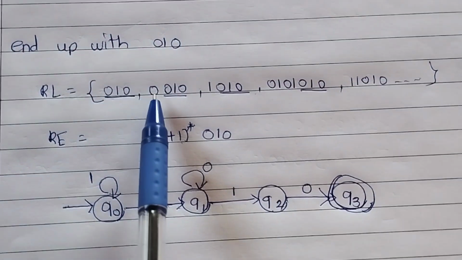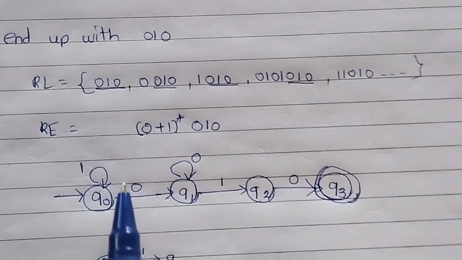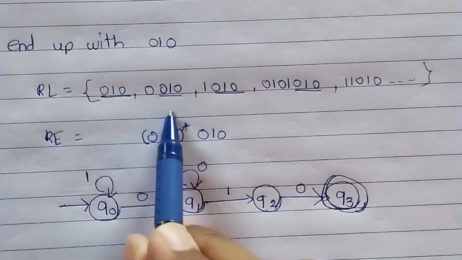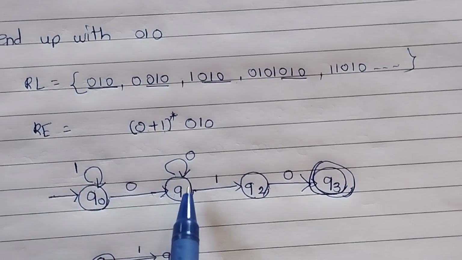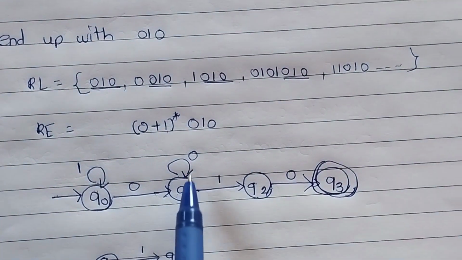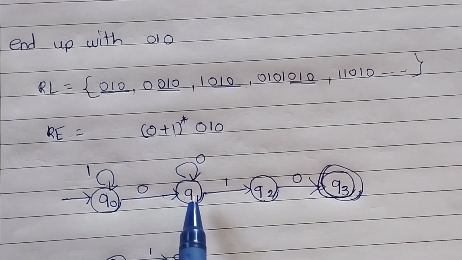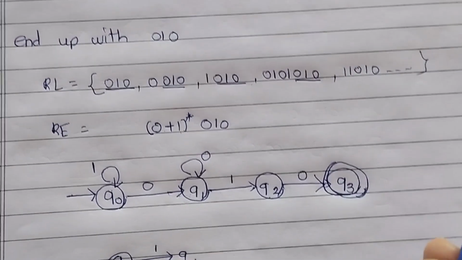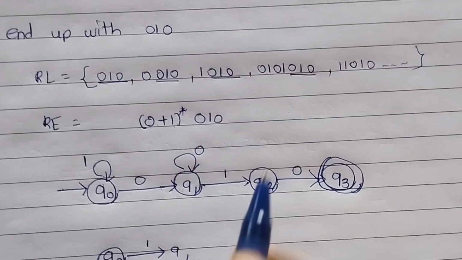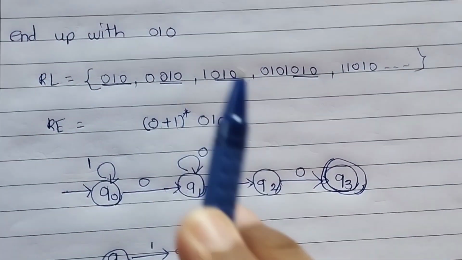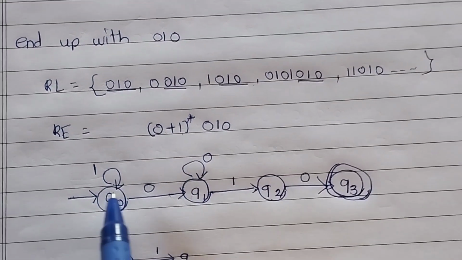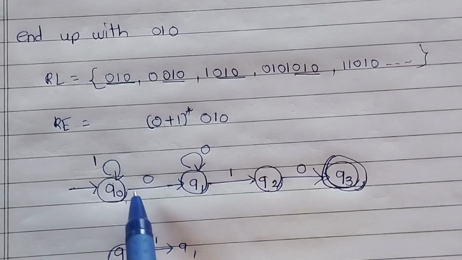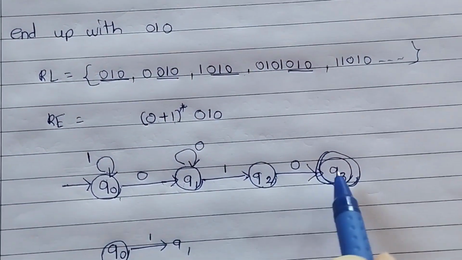Then suppose this is the string now. 0 comes at the initial state, passes to Q1, again 0 comes, and Q1 takes the 0 by itself. Then 1 comes, we pass to Q2, then 0 passes to Q3, and the string is accepted. Now we check the next string. Suppose 1 comes, then 1 is taken by Q0, the initial state, then 0 comes, 0 passes to Q1, Q2, Q3.